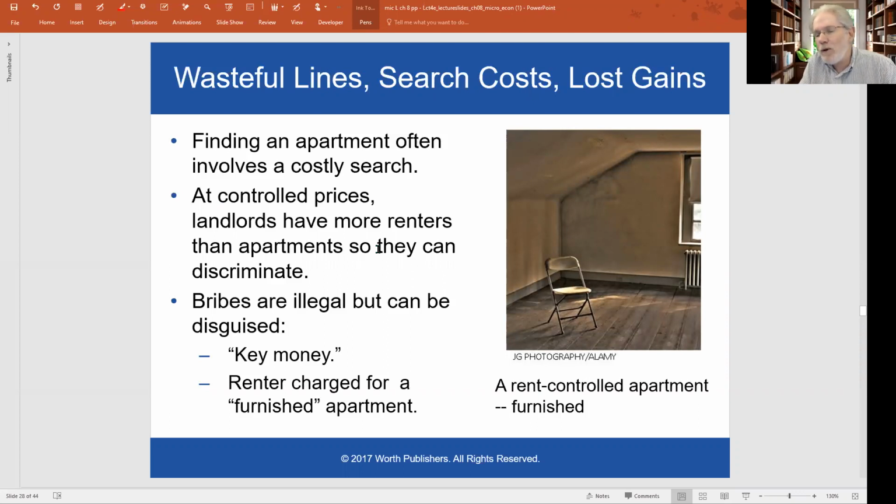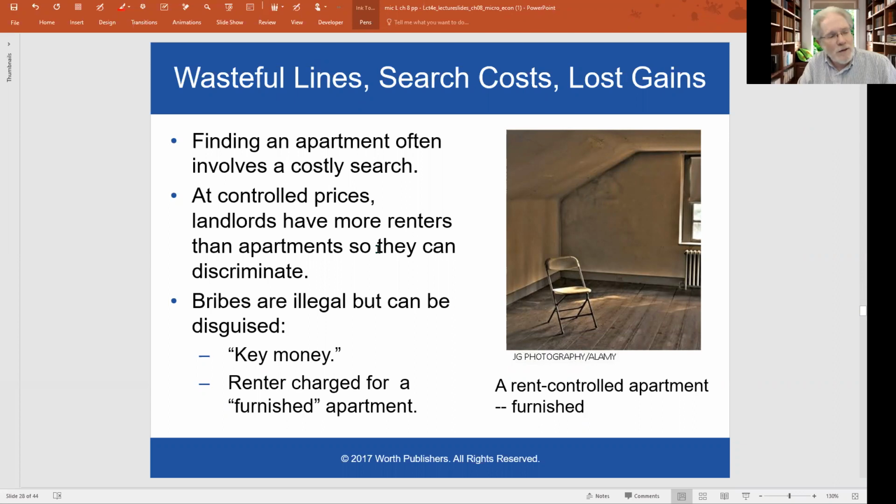When you have rent control, finding an apartment often involves a costly search. I mentioned last time that if vacant housing is advertised in the paper, it doesn't do very much good to go check those out, because people are having trouble finding housing. So by the time it's in the paper, it will already have been rented. So you just drive down the street and look for signs that say vacant, and as soon as you find one, you go in and try to rent it and hope someone else hasn't beat you to it.